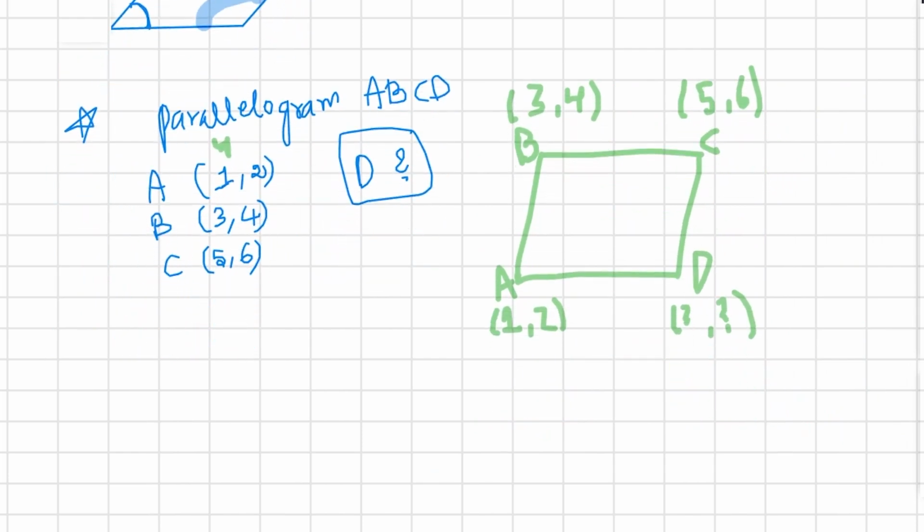What do you know about the diagonals in the parallelogram? They bisect each other. Bisect each other, right? Yeah. What does this point become? Midpoint. So O is the midpoint.